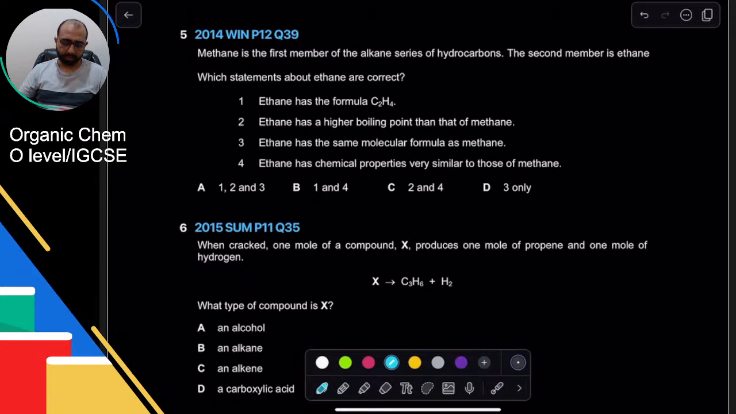They have the same general formula. Ethane has molecular formula... This question is actually the same as question number 3. I'm going to skip it, but the answer that we saw, this one was wrong, this one was correct, this one was correct because they are the same homologous series. So 2 and 4 was the answer.